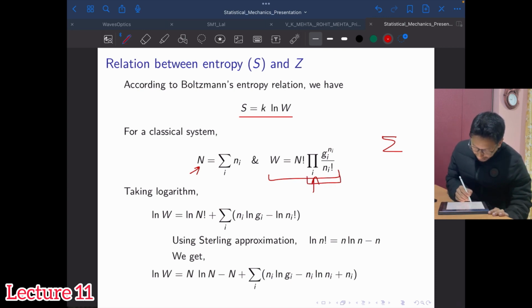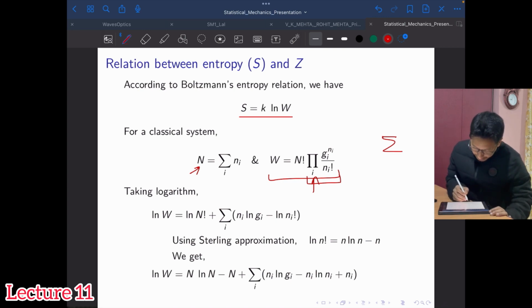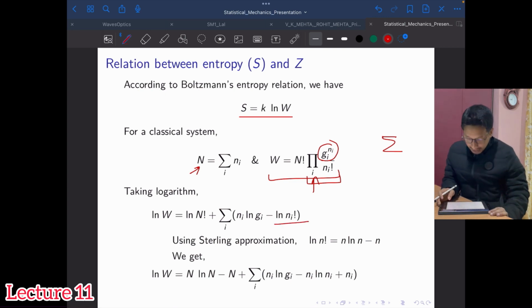So ln N factorial plus, because ln a into b, that formula is being used here. ln a into b is ln a plus ln b. So then you get here, for the numerator part, the ni ln gi, minus, because this is divided by ni, you get minus ln ni factorial.